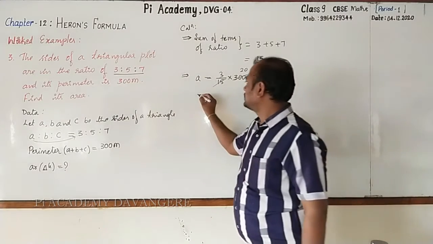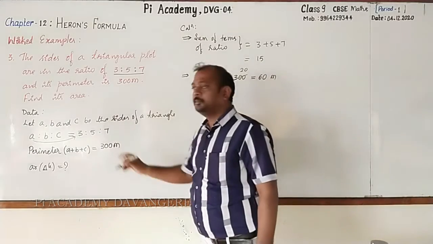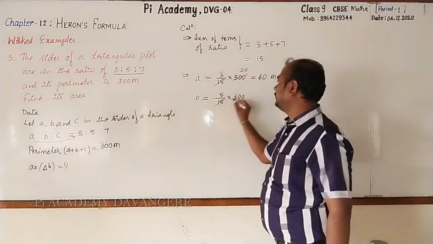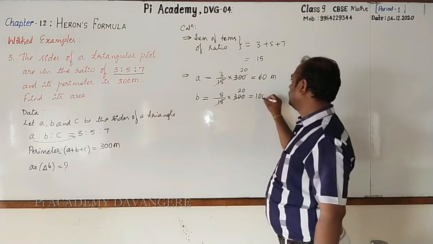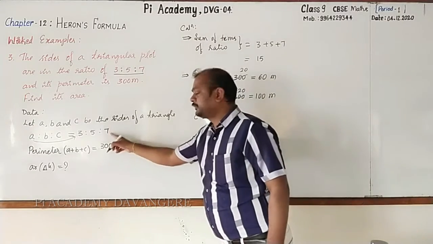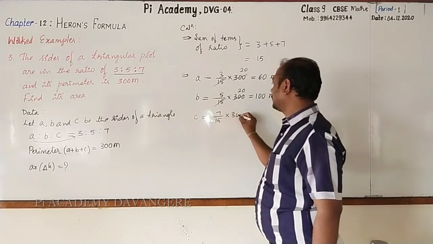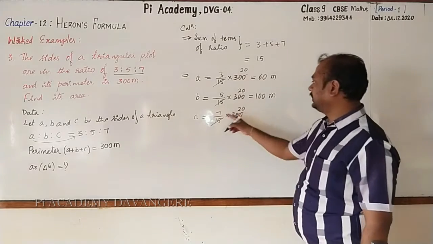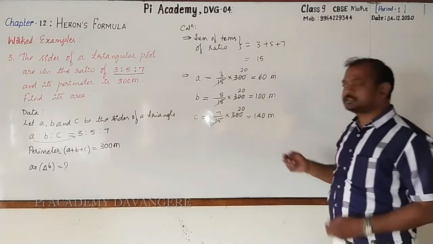Followed. Similarly, B: out of 15 meter, B is of 5 meter, should be calculated for 300 meter. It is again 20 fives are 100 meter. Next, C: out of 15 meter, C is of 7 meter, it should be calculated for 300. It is 20 sevens are 140 meter. See that these are the sides.